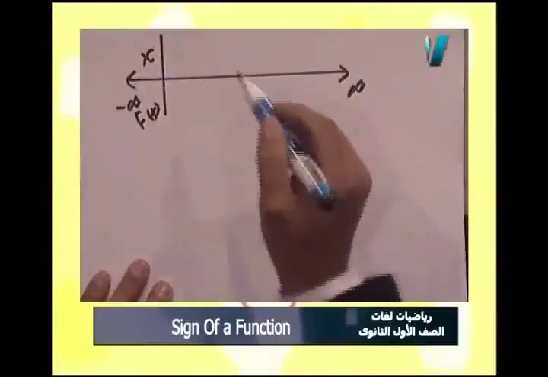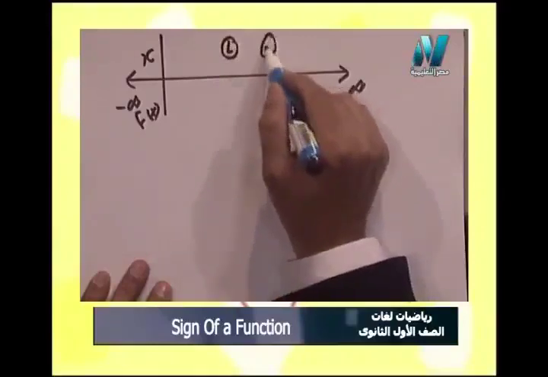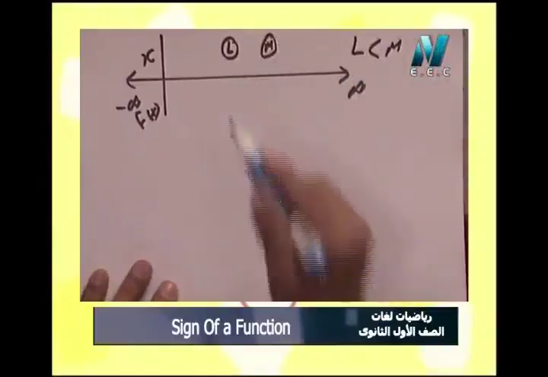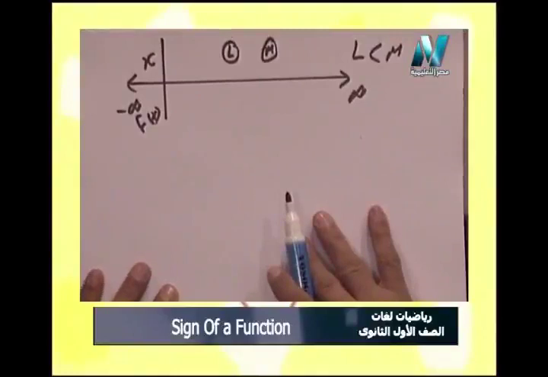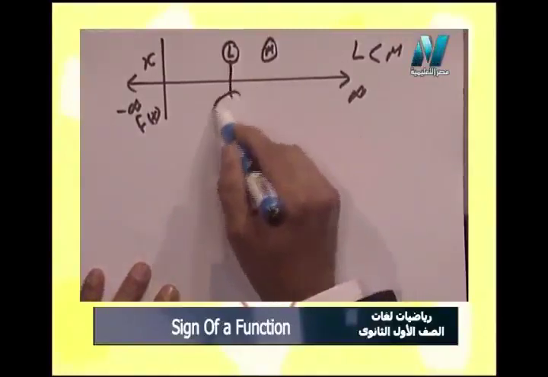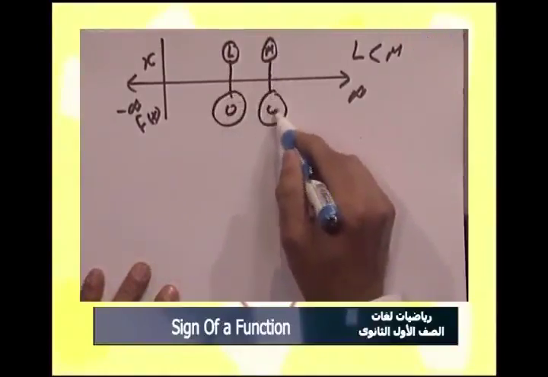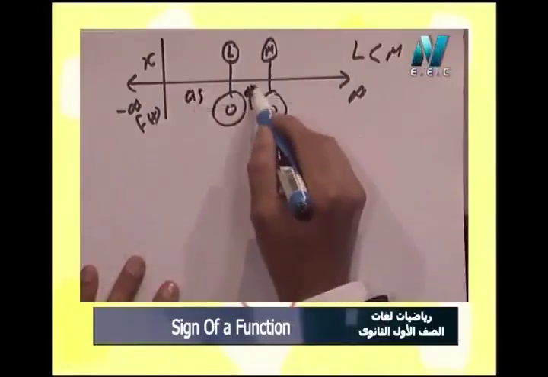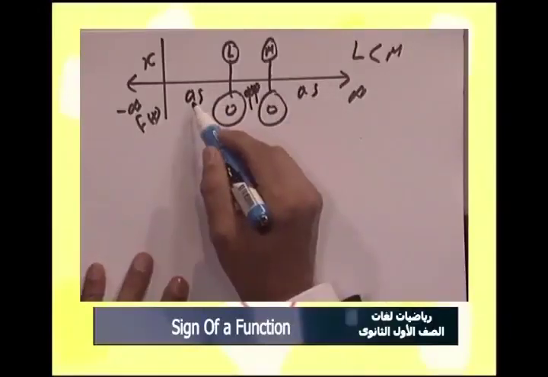If we have two roots here as L and M, with L smaller than M, so we put it on the left of M on the number line. So at L exactly the function will be 0, and at M the function will be 0, but these parts, as we said before, will be as, opposite, and as what? As the coefficient of x power 2.